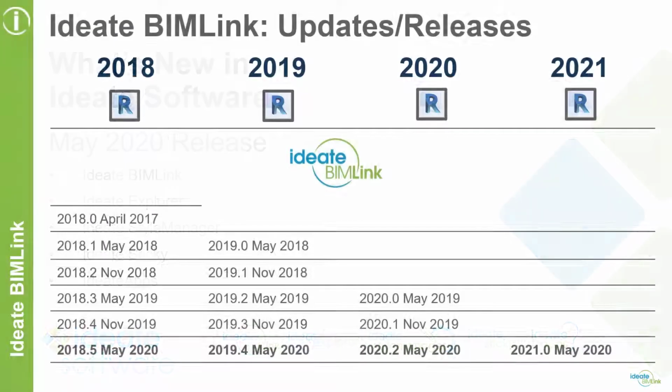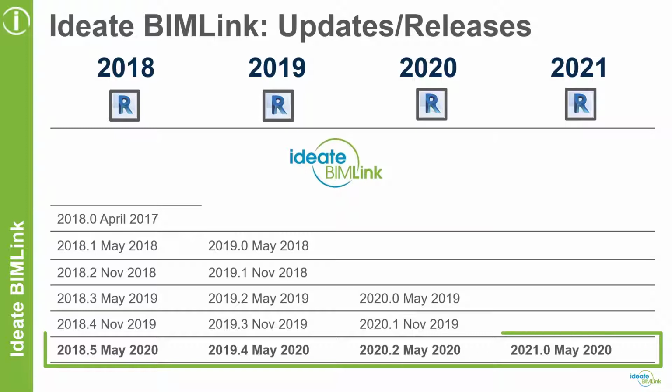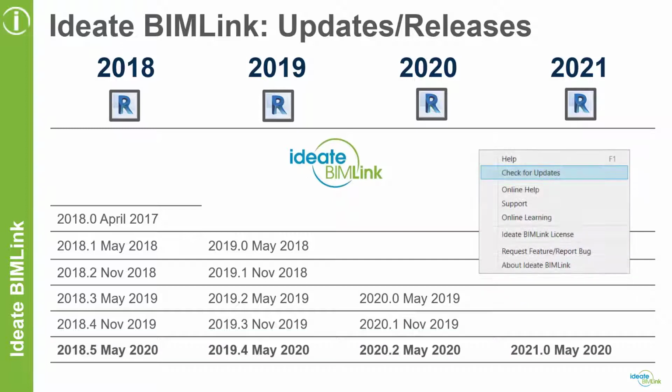The May 2020 release of ID8 BIMLink impacts versions for Revit 2018 through 2021, as shown here. Remember to update your existing versions to access these improvements. You can review your installed ID8 BIMLink version by selecting the Check for Updates option on the ID8 BIMLink pull-down menu. Now let's take a look at the new features and benefits of this release.